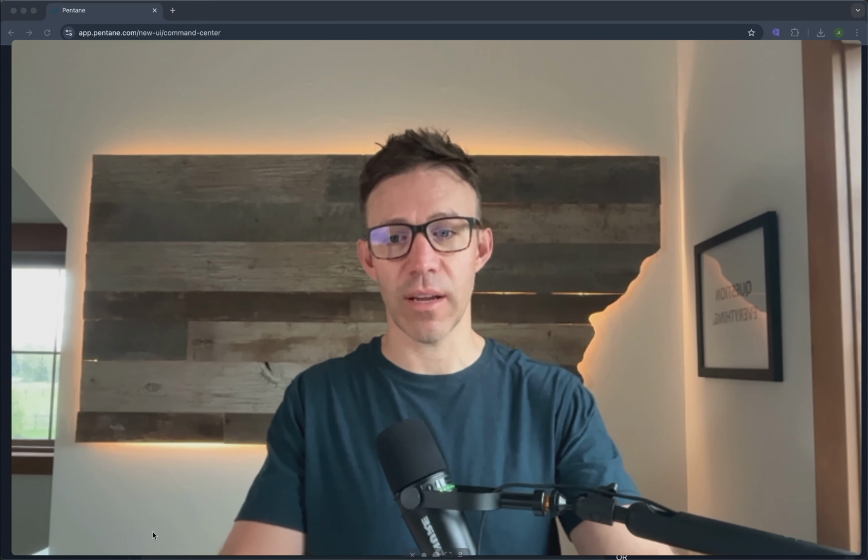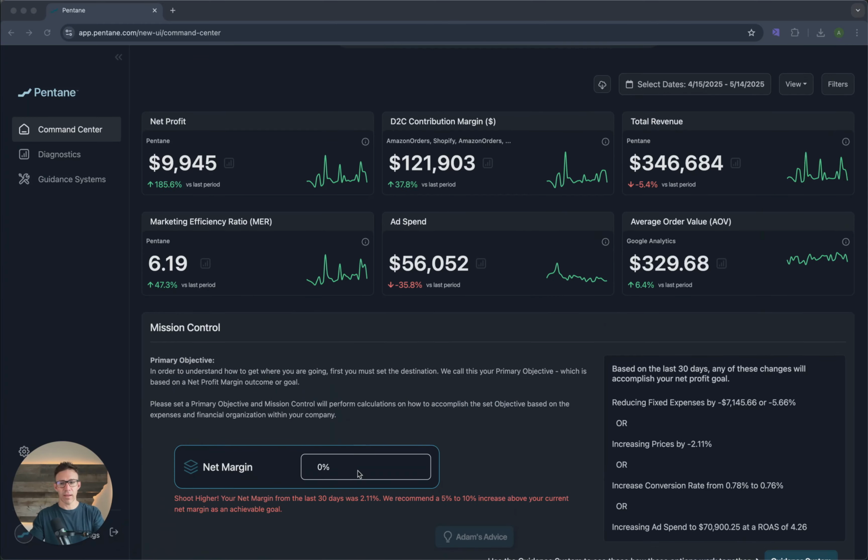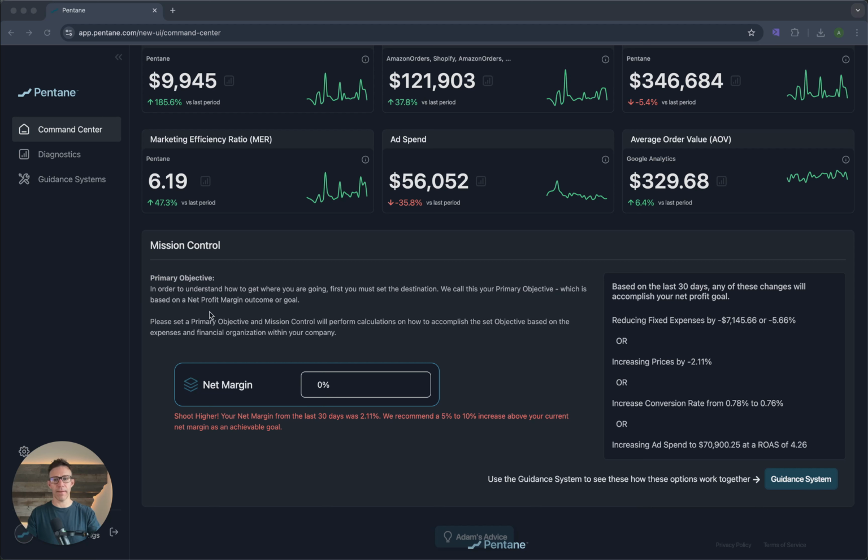Let's dive right in. The first thing we're going to look at, once I get myself out of the way, is this mission control. When you get into Pentane, you will have seen that we've connected expense information, revenue, advertising information, analytics, and all of that is sitting in the back and math is being applied to it to answer questions.